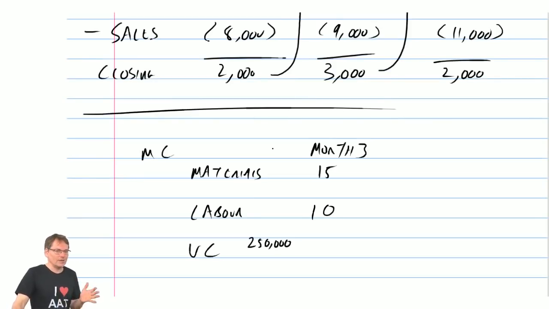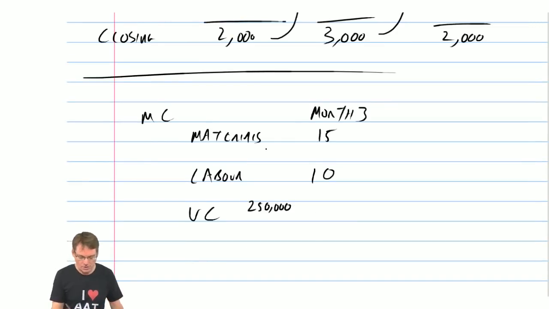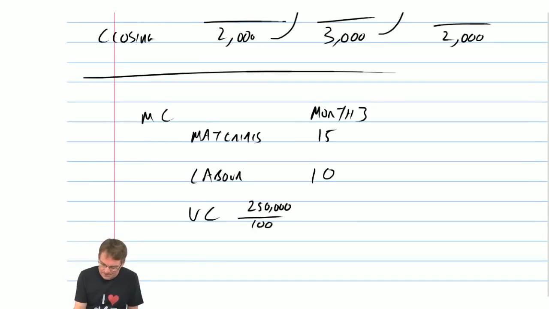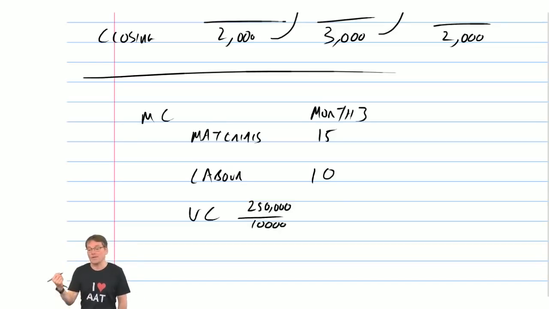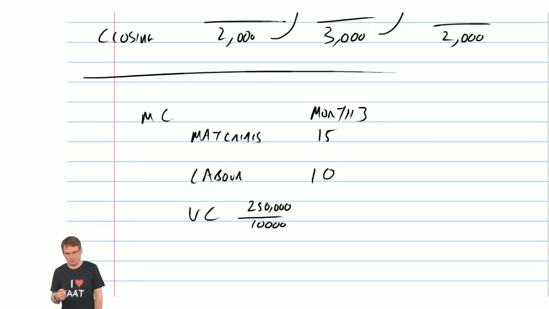Well, you're talking about the variable cost of producing items. So this is going to be divided by 10,000. So it's the materials cost of production. The labour cost of production is the variable cost of production. So that will give me 25.